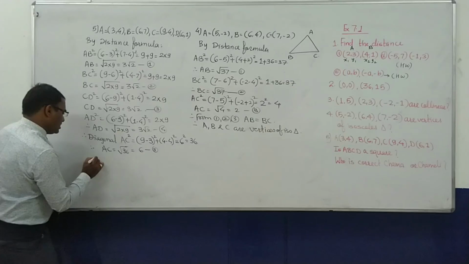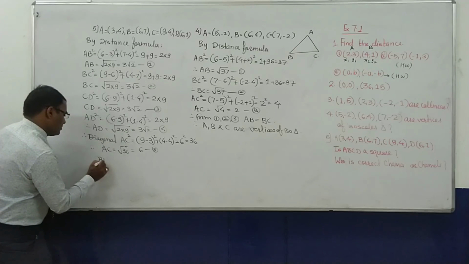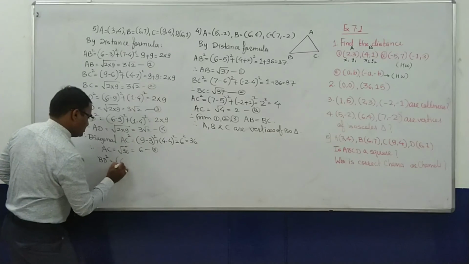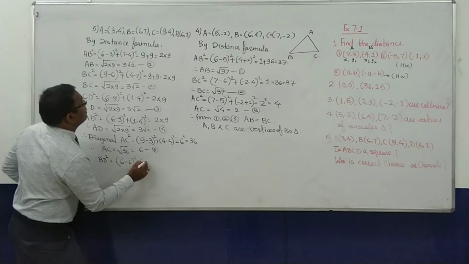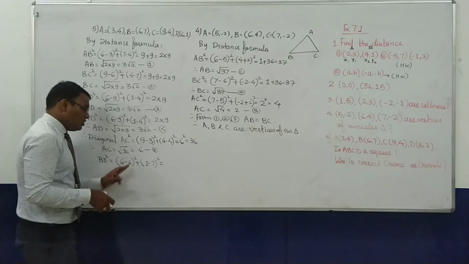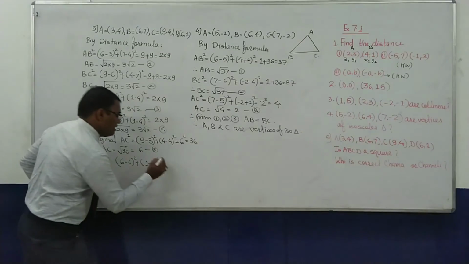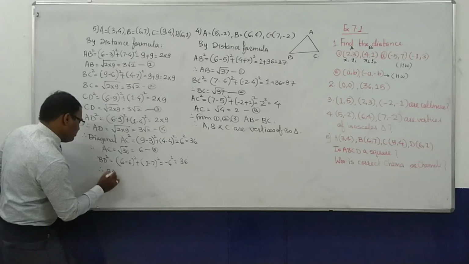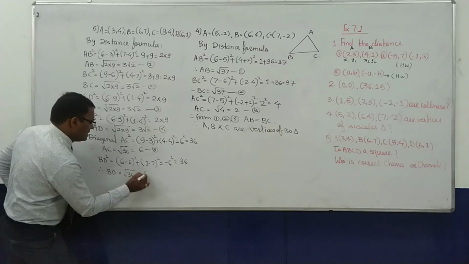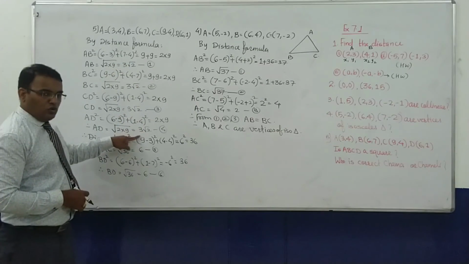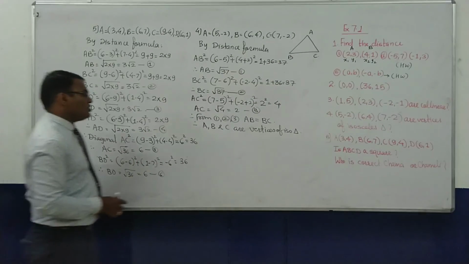Now diagonal 2. AC is done. Now BD square. What is BD? B and D. So 6 minus 6 square and then 1 minus 7 square. 6 minus 6 is 0. 0 square is 0. Plus 1 minus 7 is minus 6, and minus 6 square is equal to 36. So BD is equal to under root of 36, that is 6. So from equations number 1, 2, 3 and 4, all 4 sides are the same. Equations number 5 and 6 give that the diagonals are also the same.